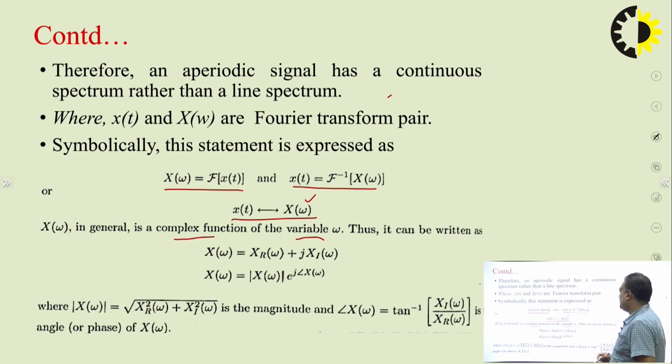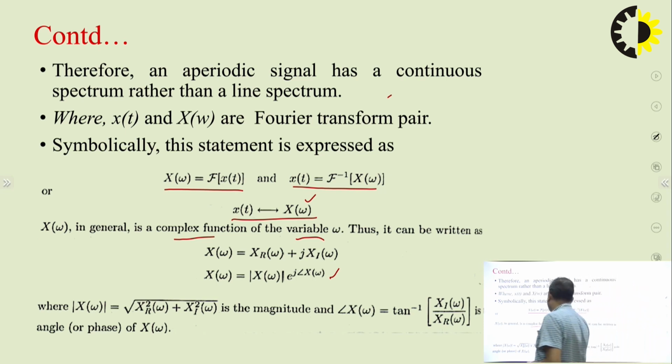So it can be written as X(omega) equals Xr(omega) plus jXi(omega), and X(omega) equals mod of X(omega) times e to the power j angle X(omega). This mod of X(omega) is the square root of the real part squared plus the imaginary part squared, and this angle of X(omega) is tan inverse of imaginary part upon real part. This is the angle or phase of X(omega).